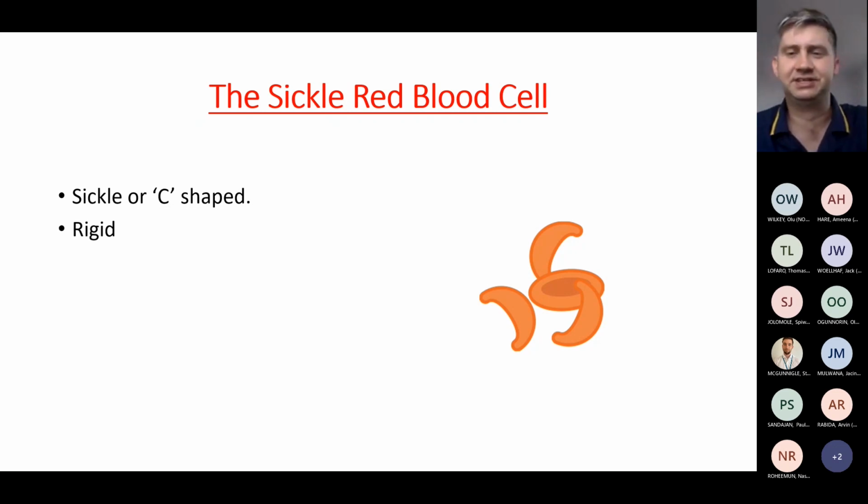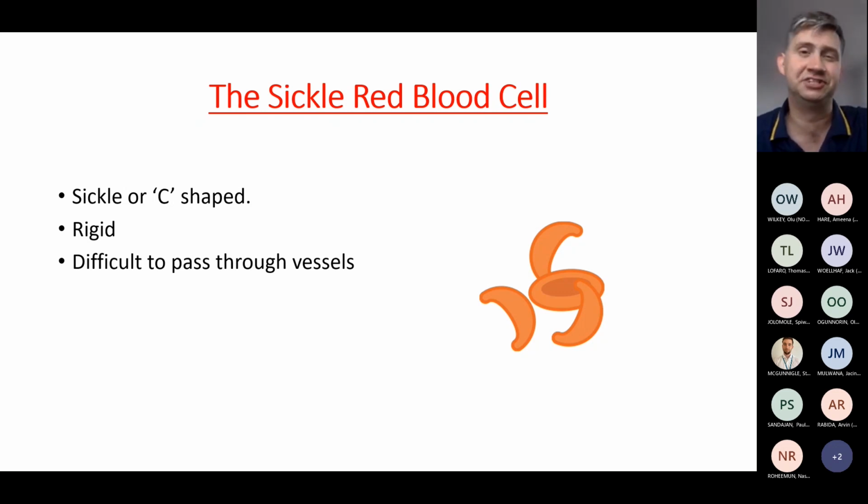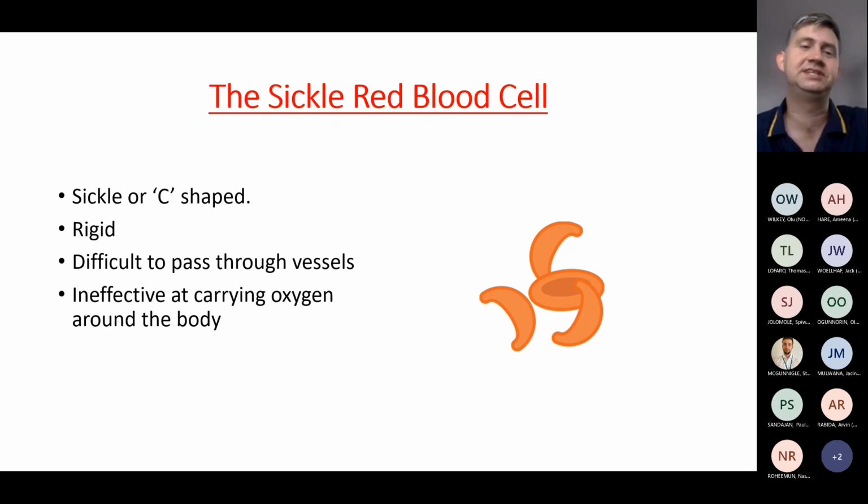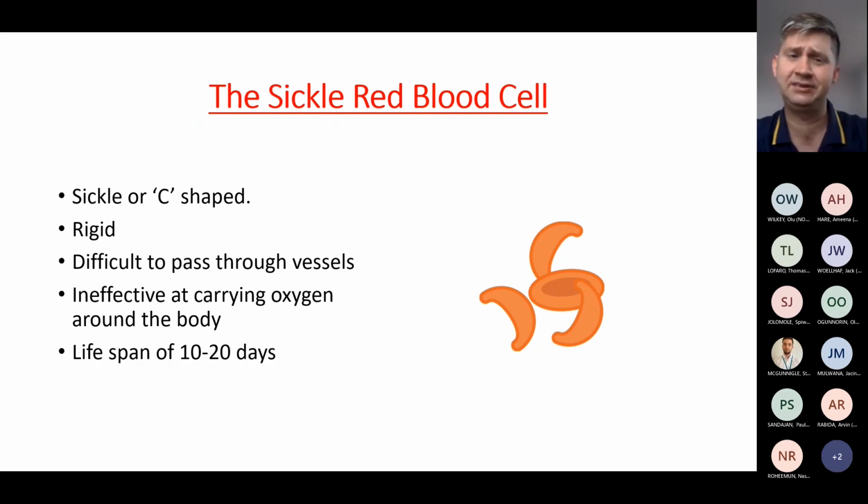These cells are quite rigid, and it's difficult for them to pass through blood vessels. So they often get stuck and clump and cause vasoocclusion. And due to this, they're very ineffective at carrying oxygen. Once they've offloaded the initial oxygen, that's when they polymerize and cause these C shapes. So after that, they're pretty useless at carrying oxygen around the body. And the lifespan is 10 to 20 days roughly, so they break down a lot quicker. Hemolysis happens a lot quicker and more often, and this is why our patients can potentially look a bit jaundiced if the liver can't keep up.